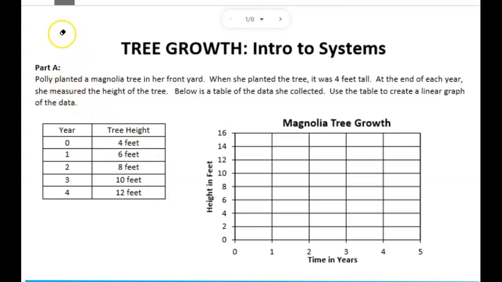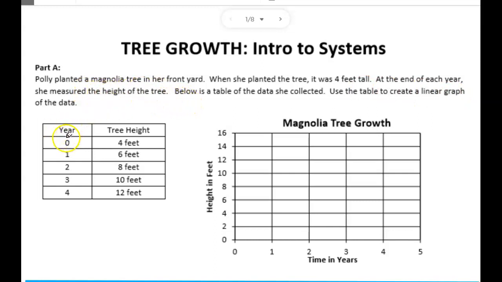All right, this was from our classwork, our participation, the video that we watched. So let's go over it here. It says Polly planted a magnolia tree in her front yard. Okay, cool. She planted the front, not the back. When she planted the tree, it was already 4 feet tall. At the end of the year, she measured the height of the tree. Below is the table of the data she collected. Use the table to create a linear graph of the data.